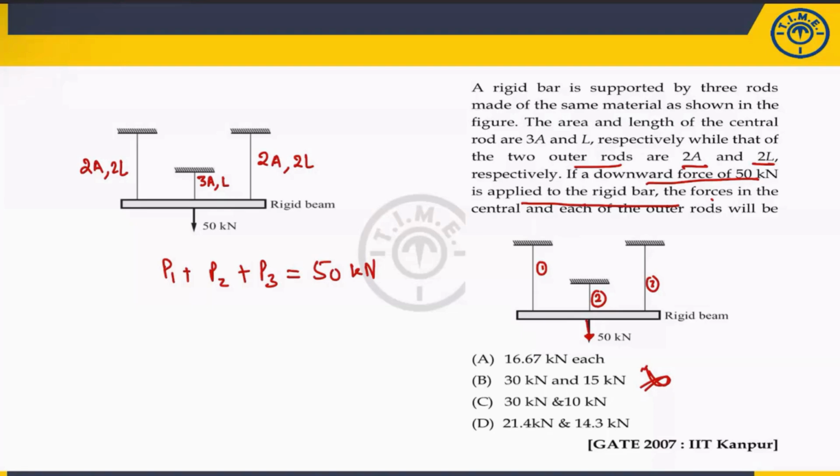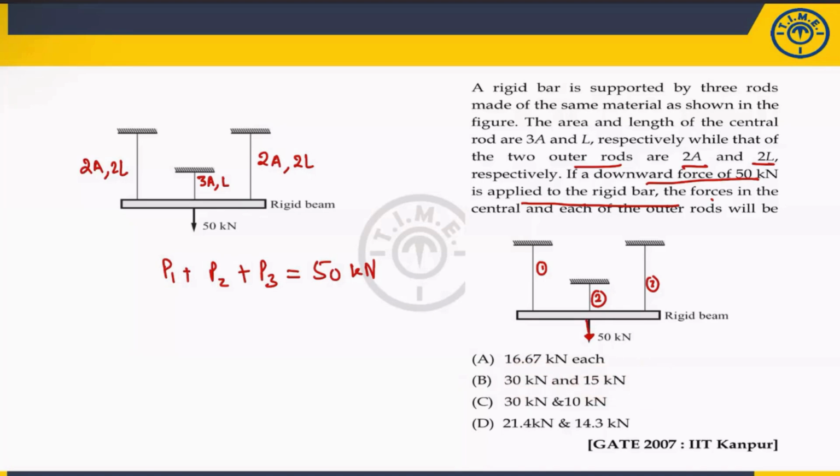For example, you have very less time to solve this problem. And if you have a doubt whether option A and option C are wrong or right, you can easily eliminate option B. It is not possible because this is telling 30 kilonewton and 15 into 2 is 30, which is 60.